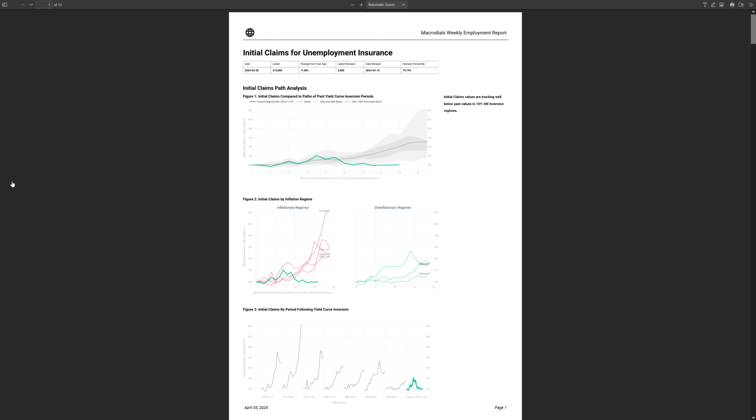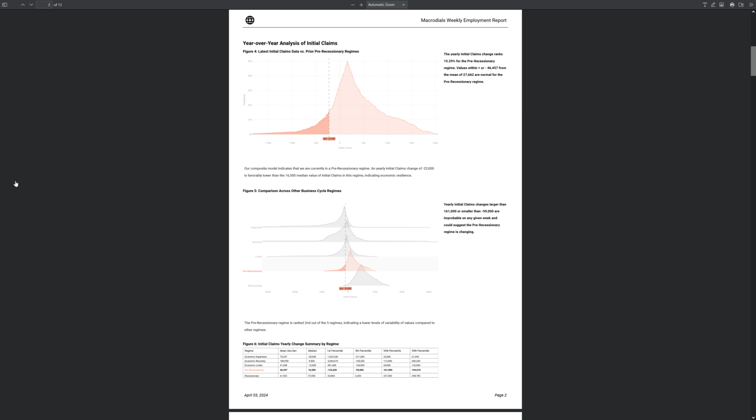The last visualization in this series compares the current trajectory of initial claims data with historical paths observed after previous instances of inversion events. This analysis helps determine whether the current path aligns with past patterns or deviates from them, offering insights into potential shifts in economic behavior.